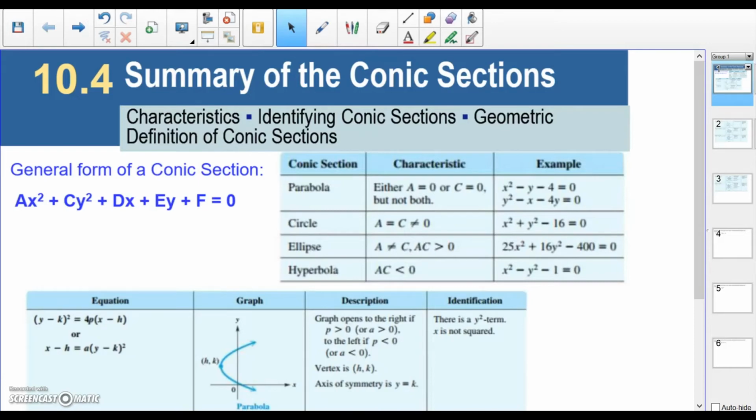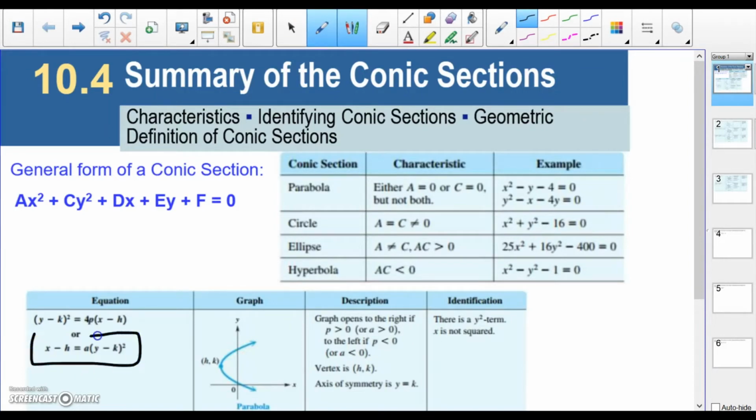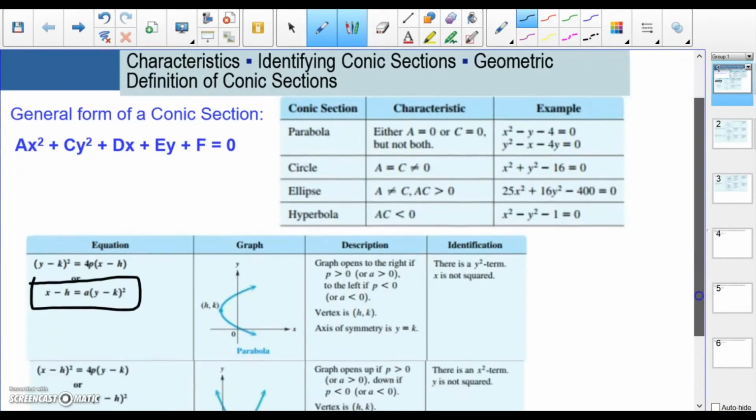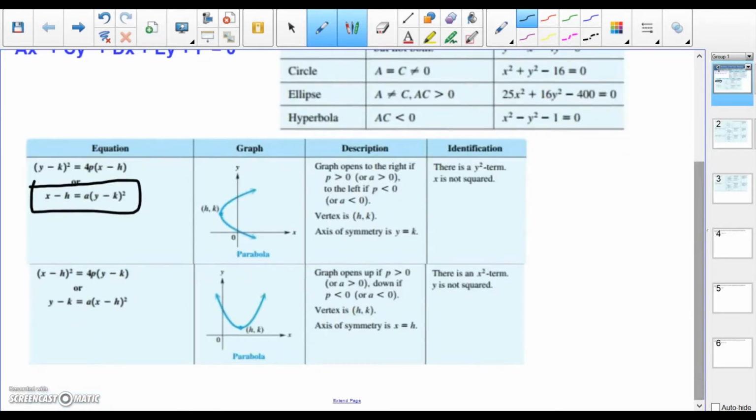10.4, Summary of the conic sections. When you see a formula, you want to be able to tell which one it is. For instance, down here, you need to see that formula and know that that's a parabola that opens in the x direction specifically, or this one is a parabola that opens in the y direction. So you're looking for, this equation has an x and a y squared in it, or this one has a y and an x squared in it. So we're trying to identify some characteristics that would tell me what this thing looks like.